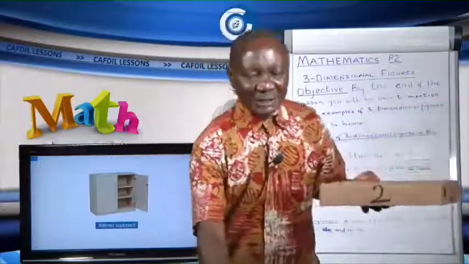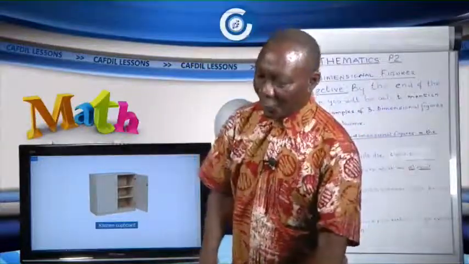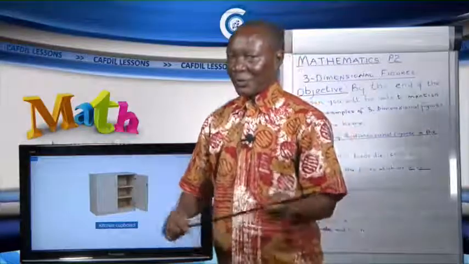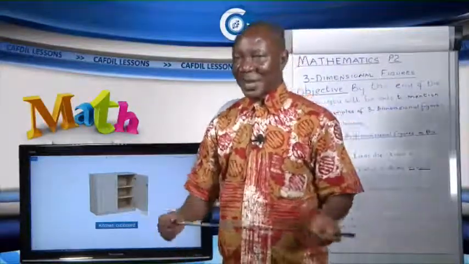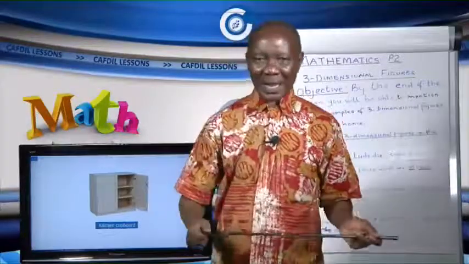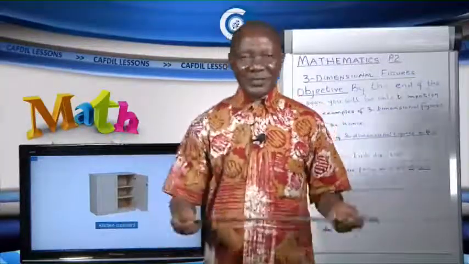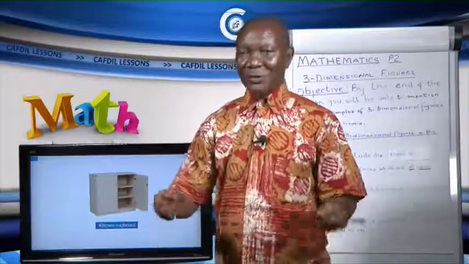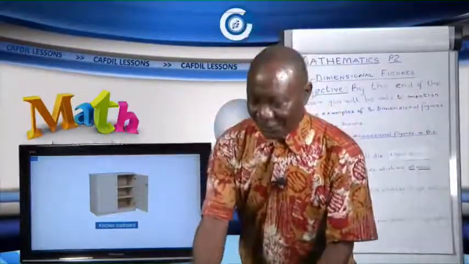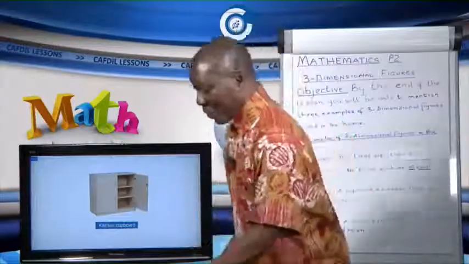So you see that phases 1 and 2 are equal. Phases 3 and 4 are equal. Phases 5 and 6 are also equal. So that is about the cuboid.